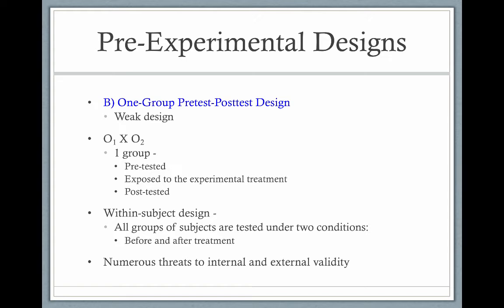This is another pre-experimental design. This is a little bit stronger than before, but it's still a weak design. So we have an observation, a treatment, and another observation in one group. So we have a pretest, we have a baseline, and then we have the treatment and we have the results. This is a within subject design. All the groups of subjects are tested under two conditions: before the treatment and after the treatment. Okay, so pretest or baseline measurement, treatment, dependent variable results post-test in a within subject group, so within one person.